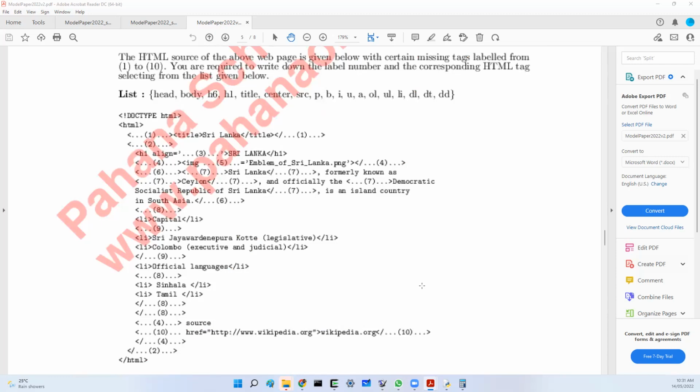4, center, again center. 5, SRC, yes. 6, P, exactly. 7, B. 8, UL. 9, OL, exactly. 10, A.